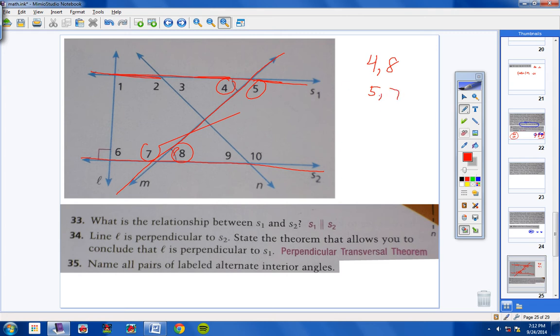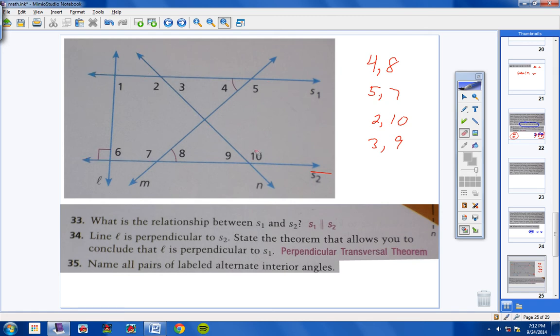All right. So there's those 2 lines cut by a transversal. Now we got to look for 2 other lines cut by another transversal. So here are these two lines here, cut by a transversal here. And 2 and 10 are alternate interior, and 3 and 9. So 2 and 10 and 3 and 9. All right. Now, let me erase this here.